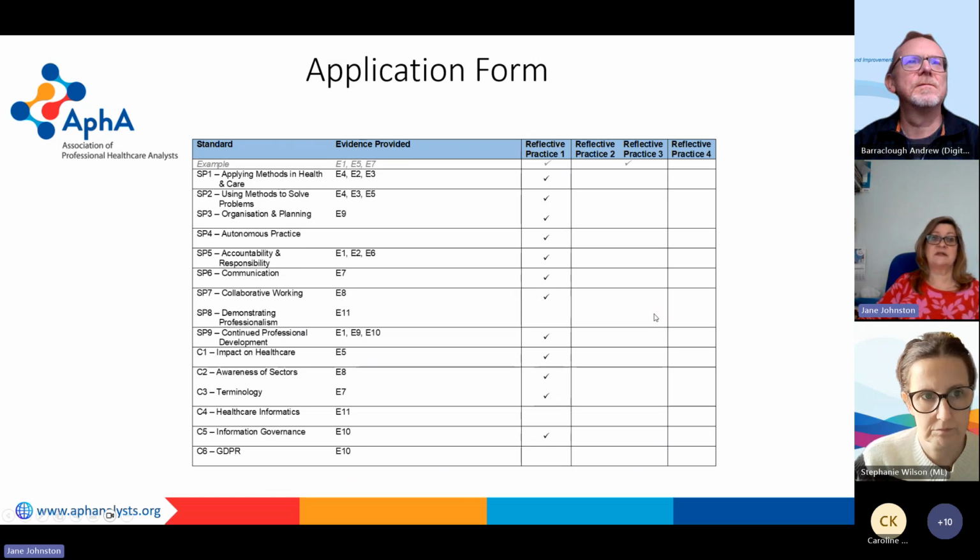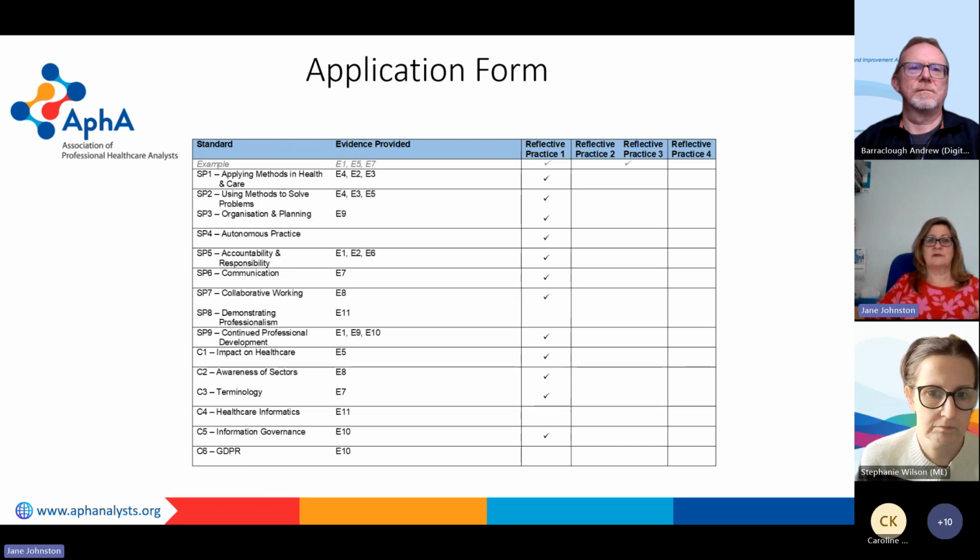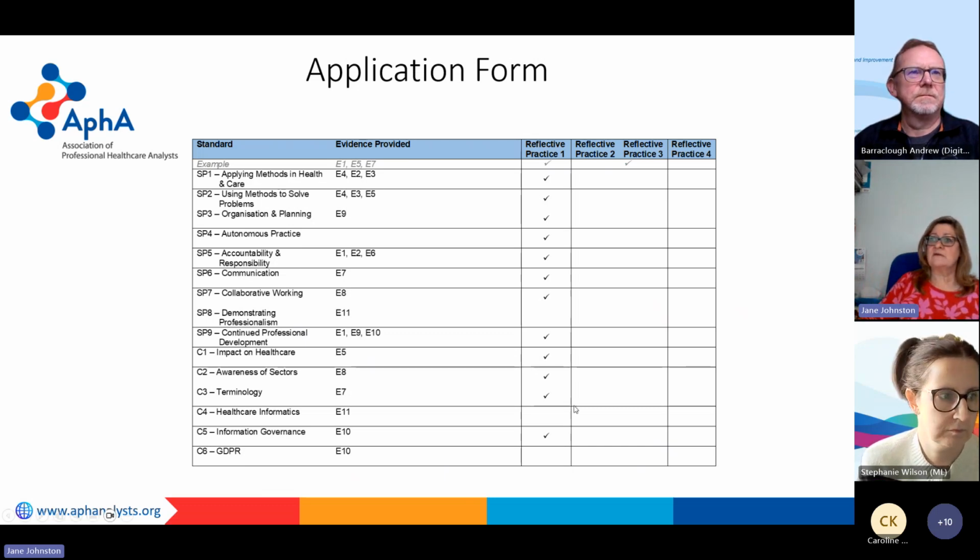And of course, if you do collect CPD, in inverted commas, and you have certificates, save them all as well. I would suggest that you continually build up your evidence throughout your working life, so that's all there ready for you. Now, these standards here are the context within health and care.